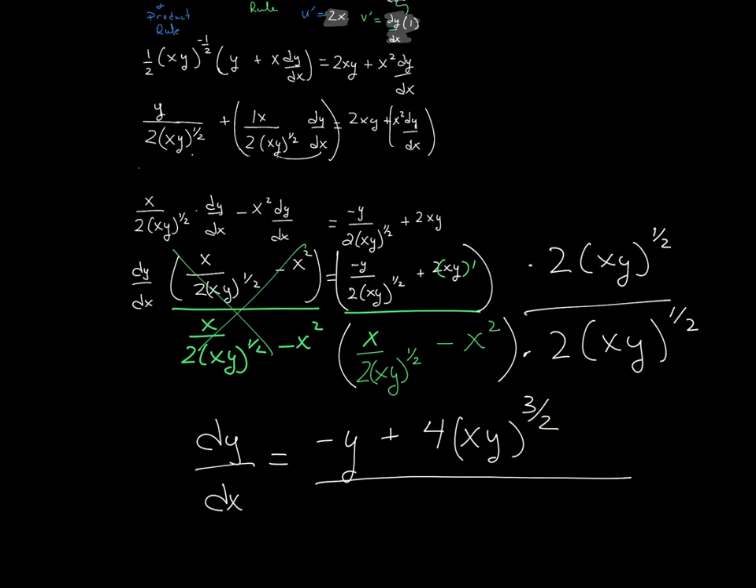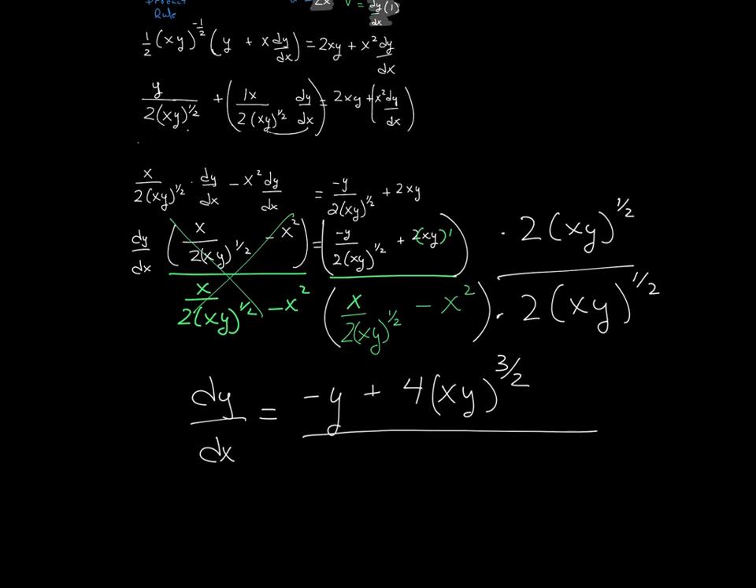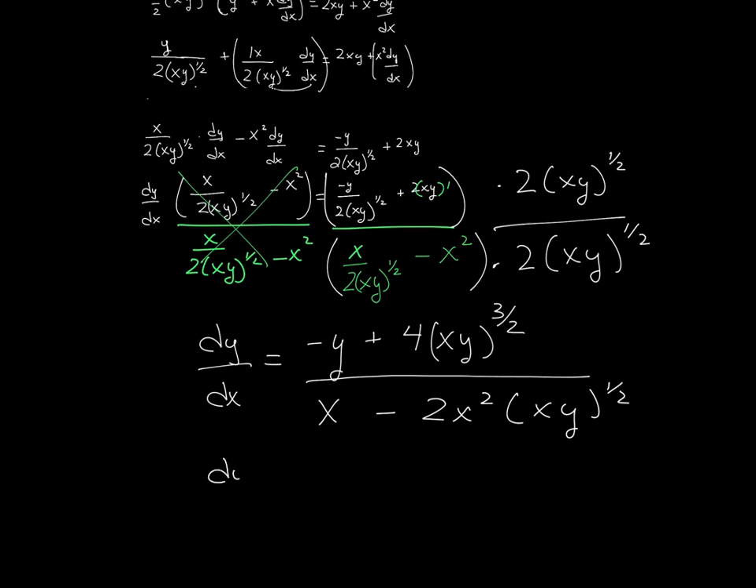Now, looking at the denominator, how do I go through and simplify that? Again, 2xy to the 1/2 times 2 in the denominator times 2xy to the 1/2 in the numerator. That cancels, just leaving you with an x, and this is just minus now 2x squared xy. Both of those are to the 1/2 power. And I can finish that up by combining those x terms.